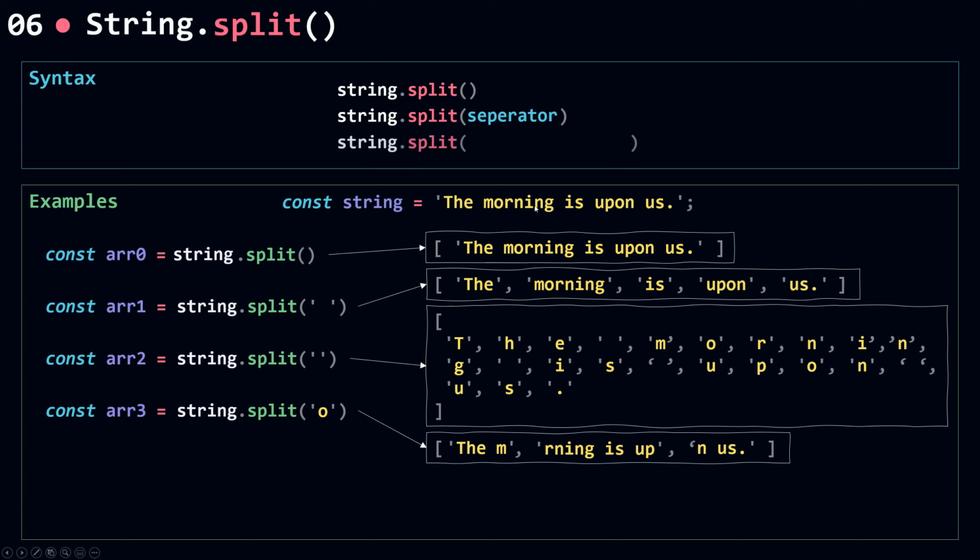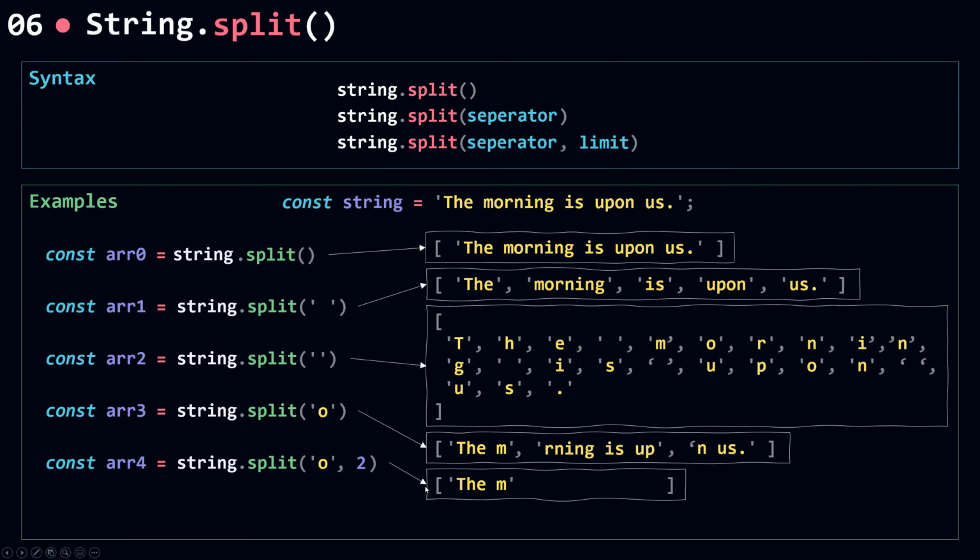Now you can see again that o is not included in the substrings because the separator is not included. And now let's talk about the second parameter, which is limit. Limit here means that you want to limit your number of splits to a given number. So for example, if I call split with o as the separator and a limit of 2, this will return just the first 2 splits. And if I call it with 0 as the limit, this will return an empty array. And that's almost everything about the method split. Now let's move on to the next method.